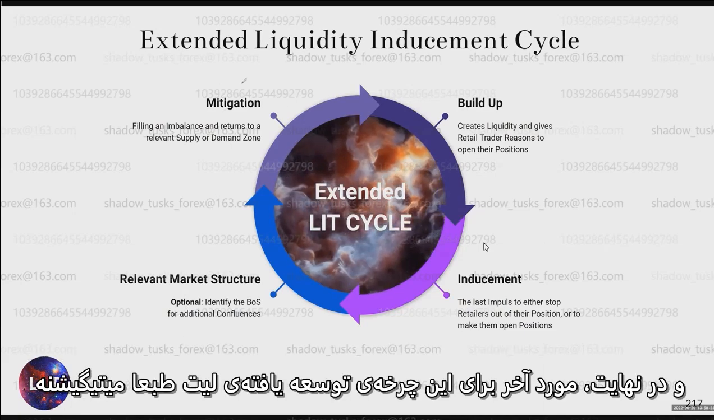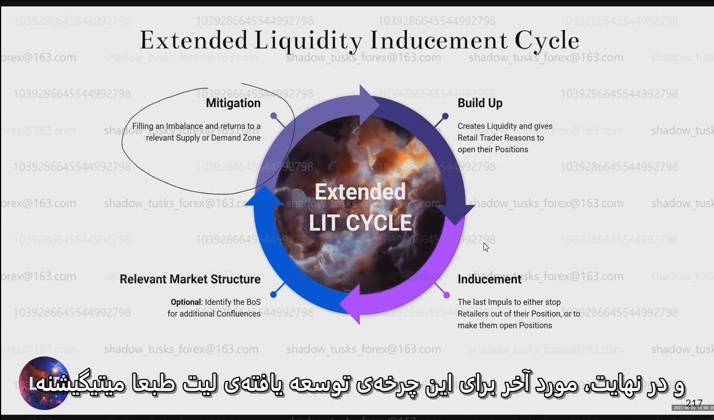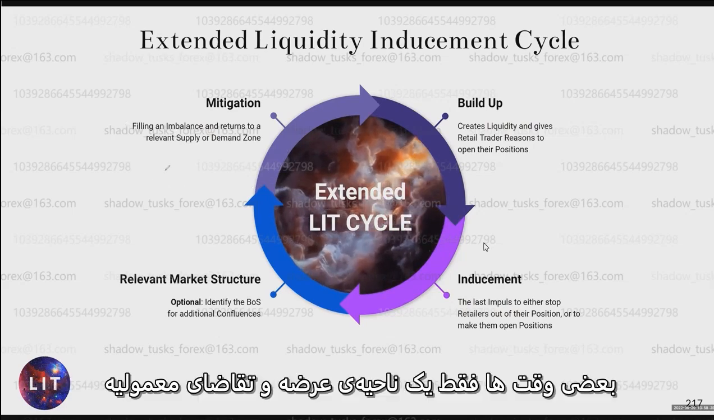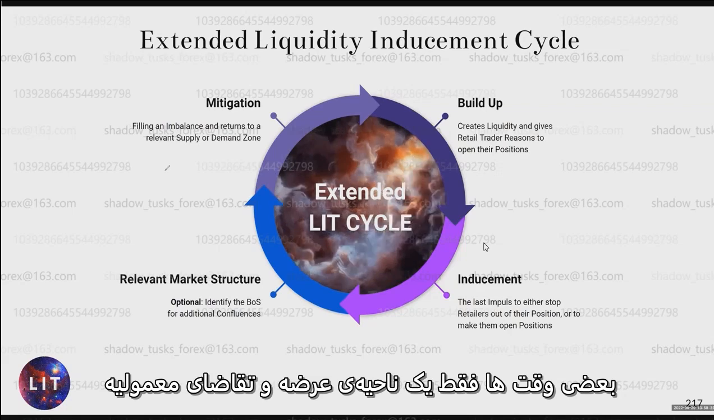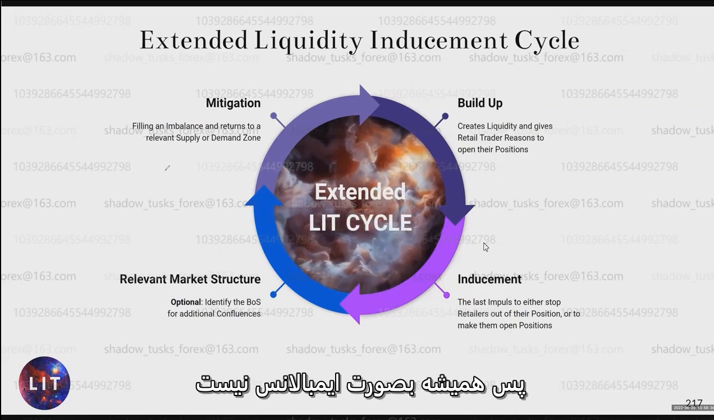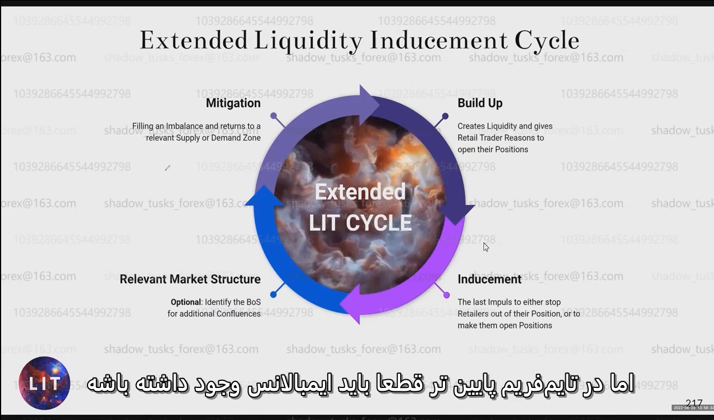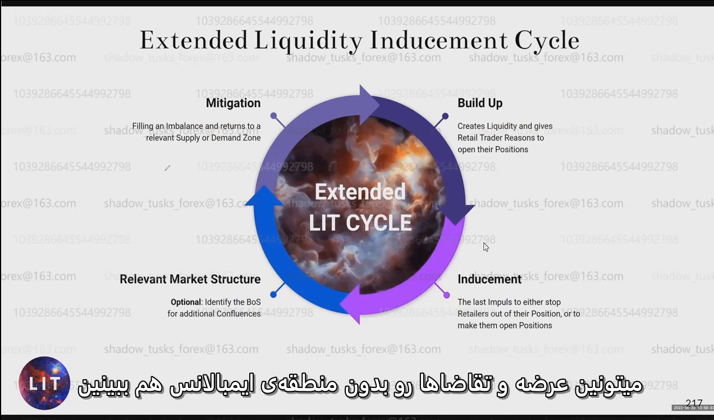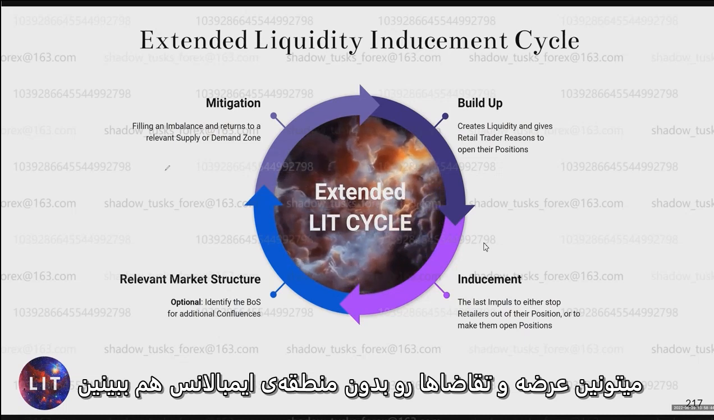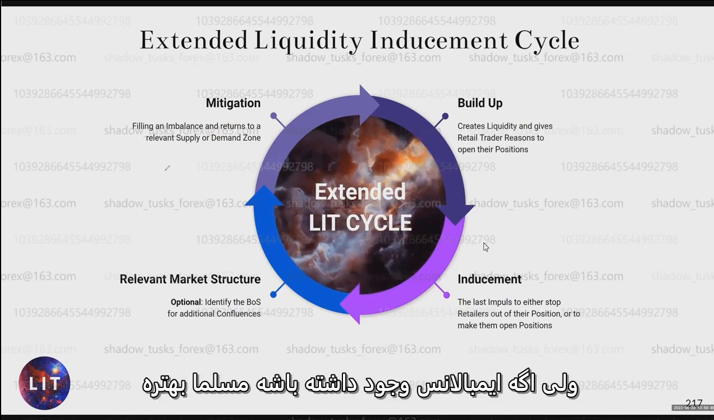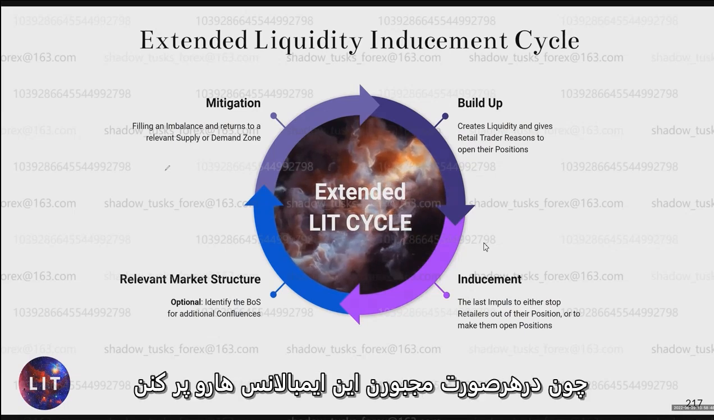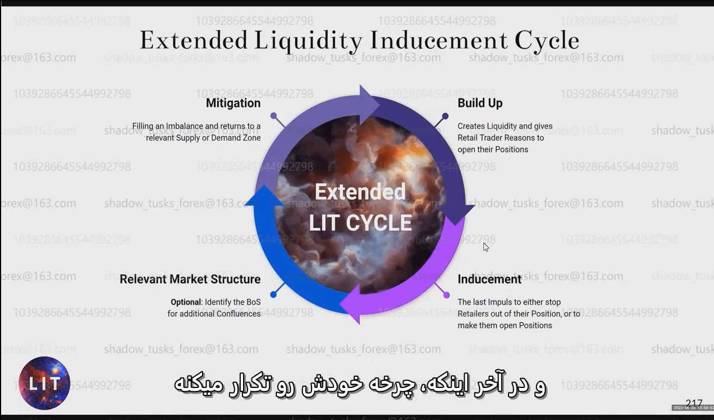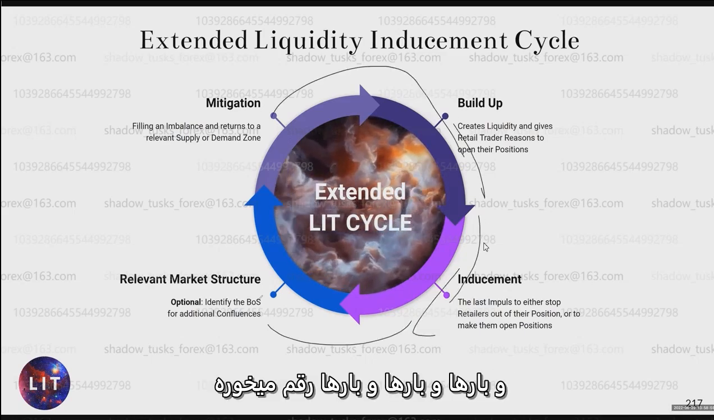And then last but not least, for this extended LIT cycle is of course the mitigation, and that always fills the imbalance, sometimes just normal supply and demand areas. So imbalance is of course not always the case, but on the lower time frame it should definitely be there. But the moment you get really used to it, you can also see the supply and demand zones without the proper imbalance zone. But the imbalances are of course better because they have to fill these imbalance zones anyway, and not only go back to supply and demand areas. And then of course the cycle repeats, over and over and over again.